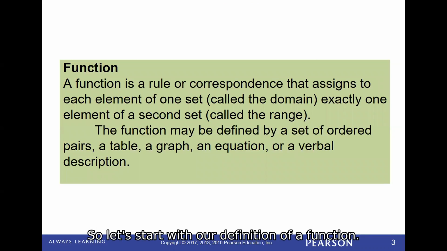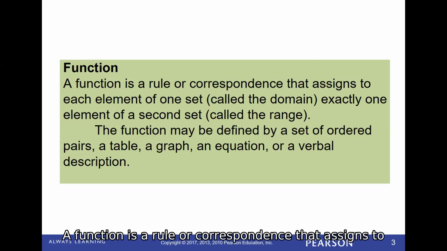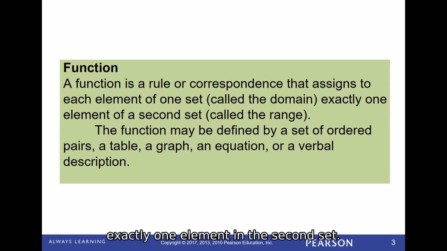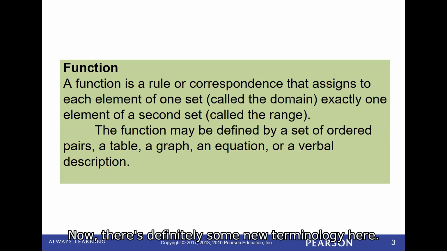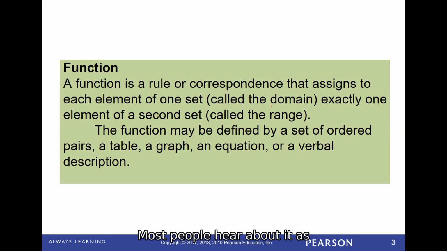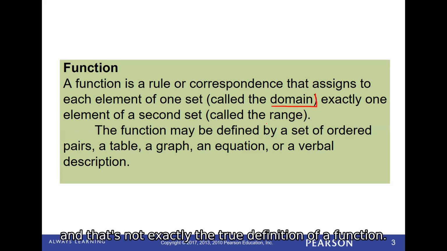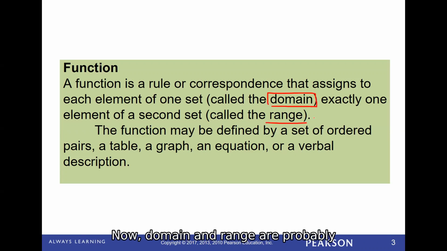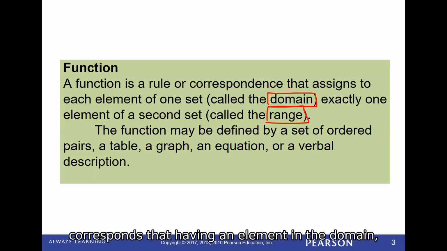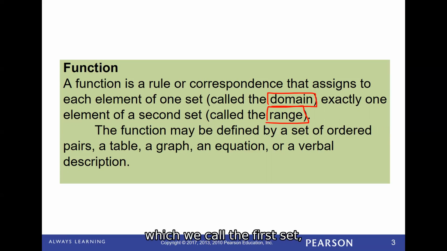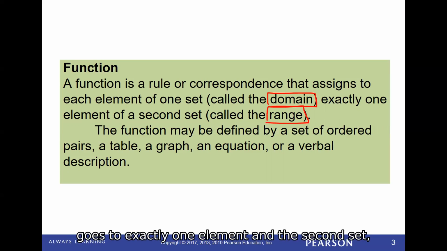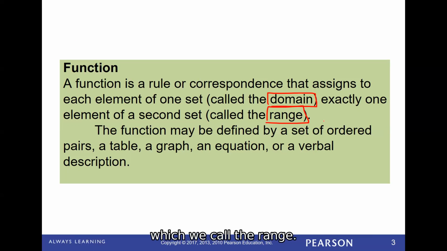So let's start with our definition of a function. A function is a rule or correspondence that assigns to each element of one set exactly one element in the second set. There's definitely some new terminology here. Most people hear that a function has a domain and range, and that's not exactly the true definition of a function. Domain and range are probably not new for some of you. So a function is basically a rule where an element in the domain, which we call the first set, goes to exactly one element in the second set, which we call the range.